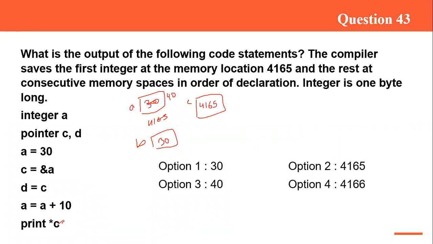Is this clear, everyone? This one everyone got? If I print A value, it is 40. If I print B value, it is 30. If I print C value, it is 4165. Okay.